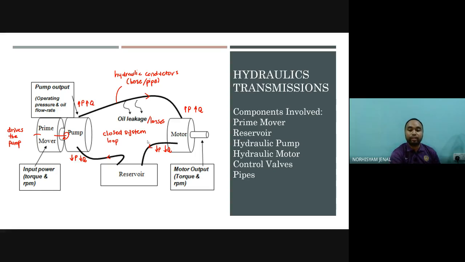So what we have here is the prime mover, reservoir, hydraulic pump, hydraulic motor, control valve, and pipe. Now, the control valve is something you will learn in the next chapter, which is how we control the flow movement, and how we control the direction and the pressure when it hits the motor and everything. But at this moment, between pump and motor, we do a simple explanation based on this picture. All right, any questions?